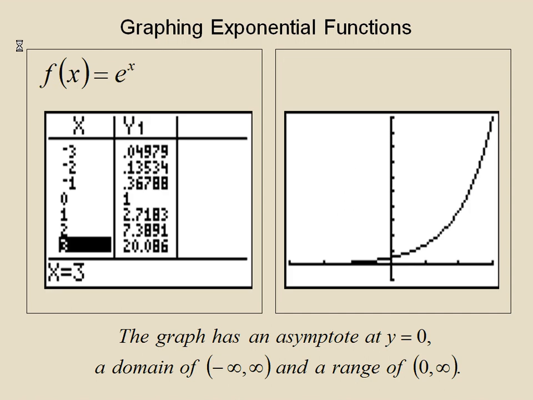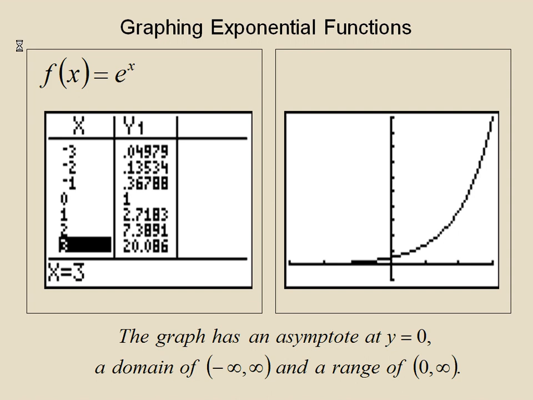Let's consider the function f of x equals e to the x. This is that special base e we spoke of earlier. Here I just used the calculator to graph this one. I've shown the table from -3 to 3. These are the resulting values. Again, to the right I have the image that we get from this particular function. It also has a horizontal asymptote at y equals 0. Its domain is also -infinity to infinity, and its range is 0 to infinity.